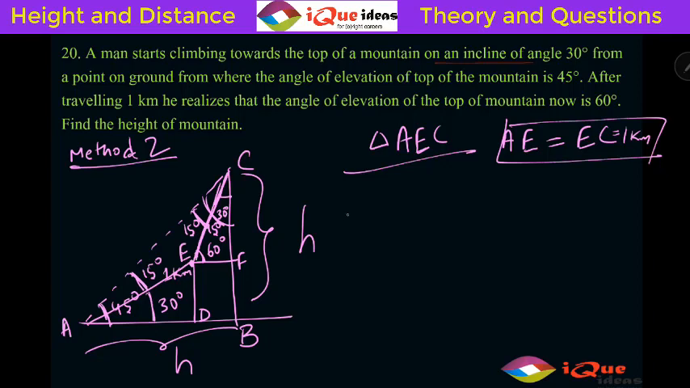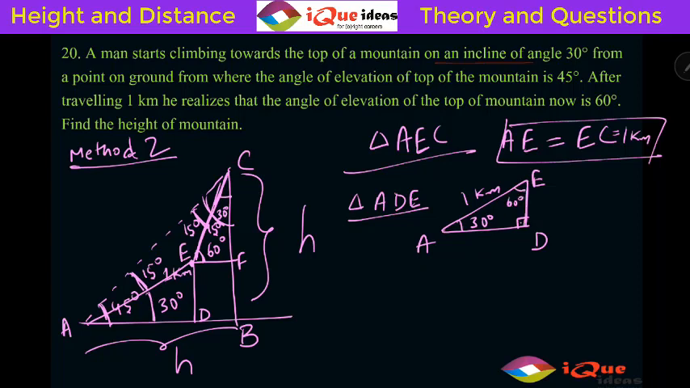Now what I'll do, I'll just draw triangle ADE separately. Look at this ADE carefully. What do we have here? This is 90 degree. This angle is 30 degree. And this is 1 kilometer. And we know the ratio of the sides in 30, 60. See, this is 90, this is 30. So this has to be 60. Right? So this side, ED, will be equal to, opposite 30 will be half of the hypotenuse. So directly 1 by 2 kilometers.